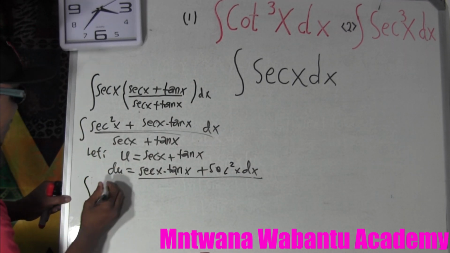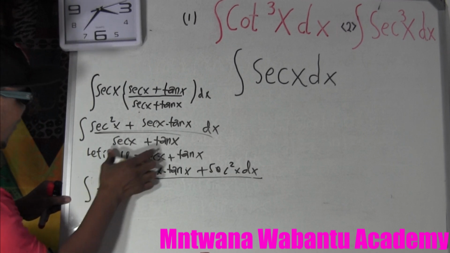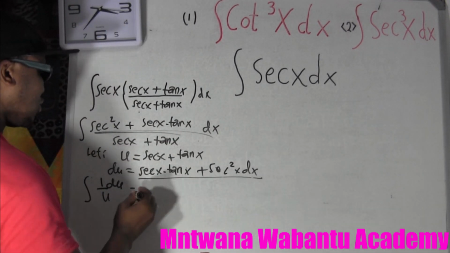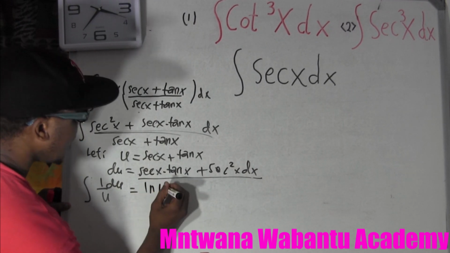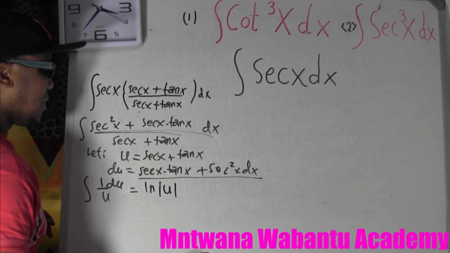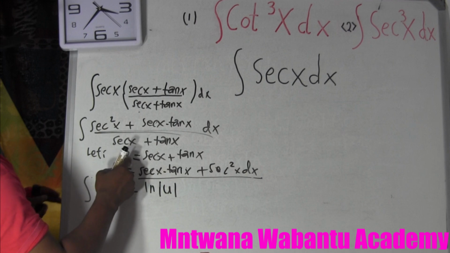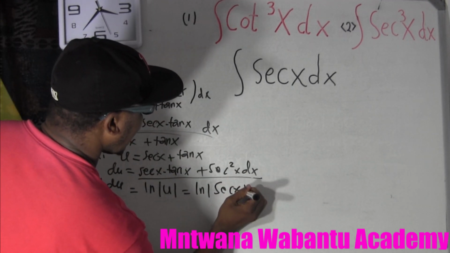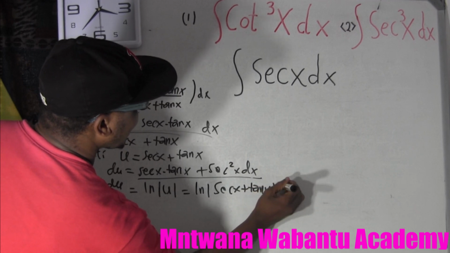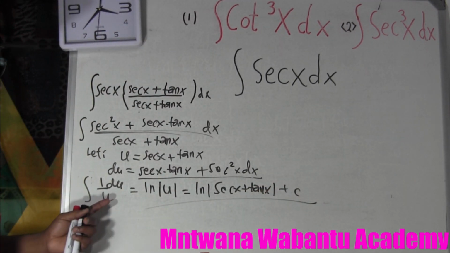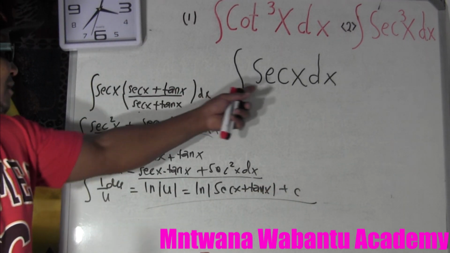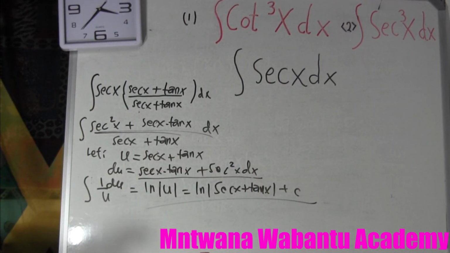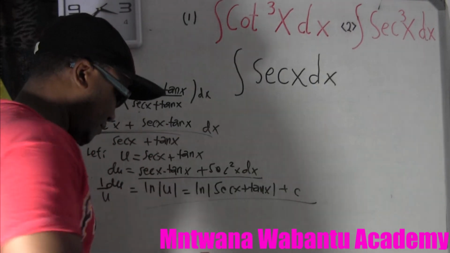So I'm going to say integral du over u, and we know 1 over u equals ln. So ln of u, I'm going to put my absolute value, but what is u? I know my u equals sec x plus tan x. So this is equal to ln of sec x plus tan x plus constant. So when you integrate sec x, you get ln of sec x plus tan x. Let's go to the next question. Let's do that one.